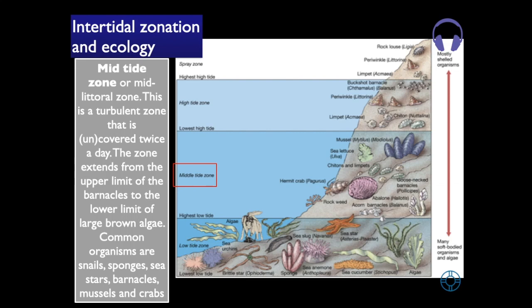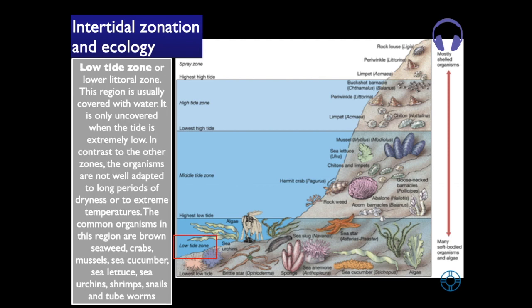Finally, we can talk a little about the low tide zone or the lower littoral zone. This region is usually covered with water. It is only uncovered when the tide is extremely low. In contrast to the other zones, the organisms are not well adapted to long periods of dryness or to extreme temperatures. They may die. The common organisms in this region are brown seaweed, crabs, mussels, sea cucumber, sea lettuce, sea urchins, shrimps, snails, and tube worms, and so on. Take a closer look at the image to see some other zones like the spray zone and the lowest low tide zone.